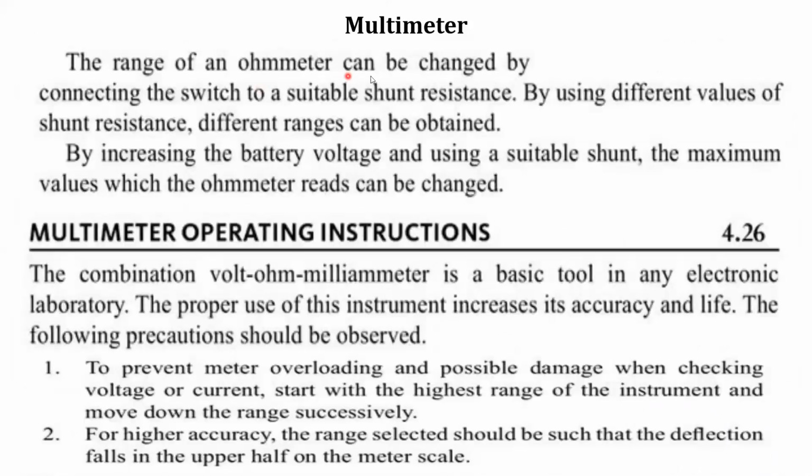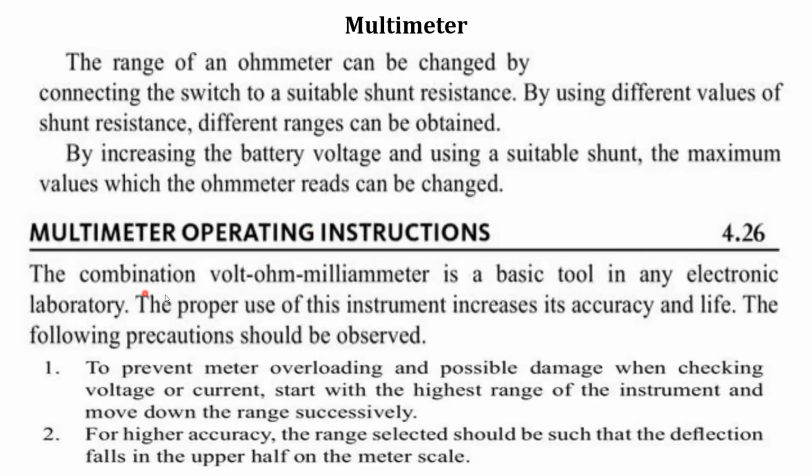The range of ohm meter can be changed by connecting the switch to a suitable shunt resistance. By using different values of shunt resistor, different ranges can be obtained. By increasing the battery voltage and using a suitable shunt, the maximum value which the ohm meter reads can be changed. By increasing the battery voltage and placing a suitable shunt resistance, we can increase that range also, they are saying.